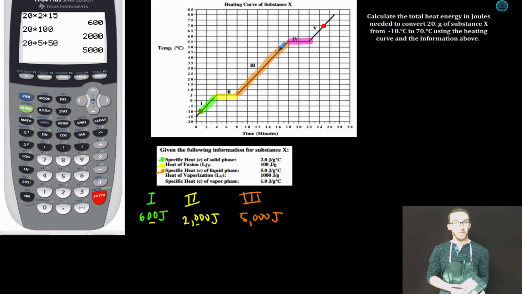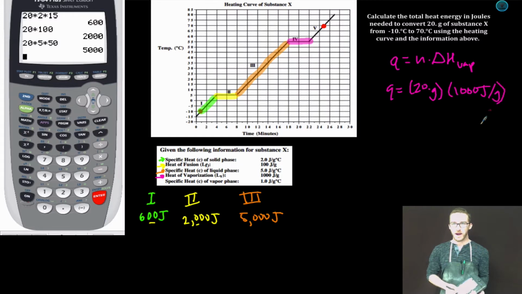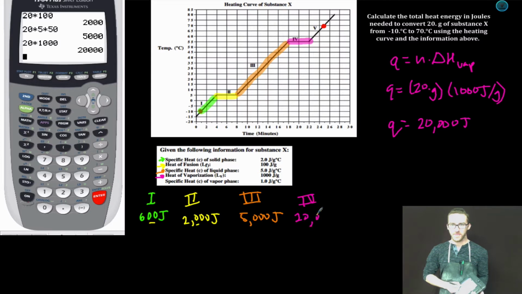Next, phase change. We're going from the liquid to the gas phase. How much energy is required to do that? Don't have a temperature change here. We're going to use the molar heat of vaporization. Lucky enough for us, again, the heat of vaporization is provided in joules per gram. 20 grams of our substance, heat of vaporization, 1,000 joules per gram. 20 times 1,000. How much heat is required? 20,000 joules. Segment 4, 20,000.